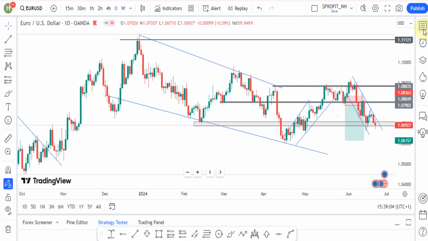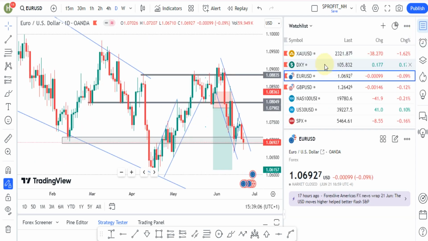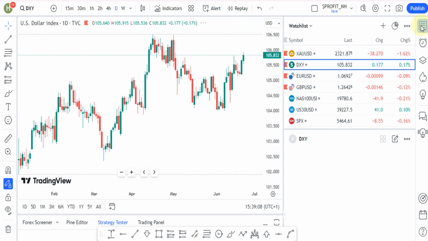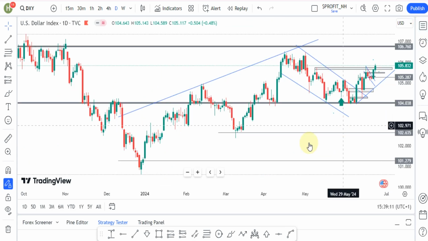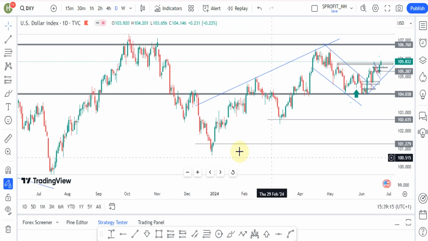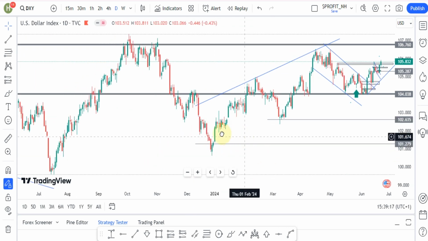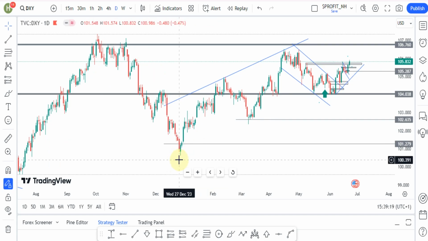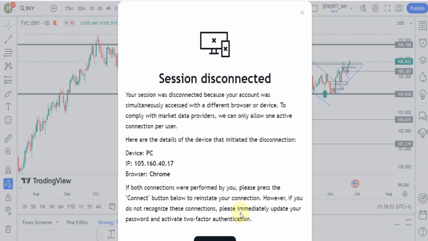And again, let me look at the DXY. Let's look at the DXY real quick and see what the DXY has been doing. And as you can see, guys, the DXY is still on an uptrend. It has been on an uptrend for a very long time, all the way from 2020.